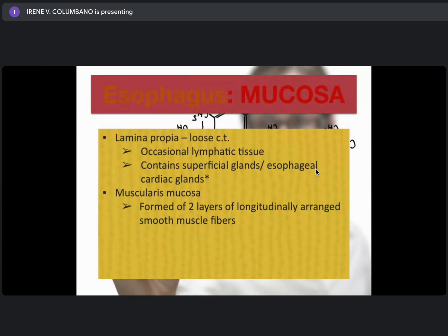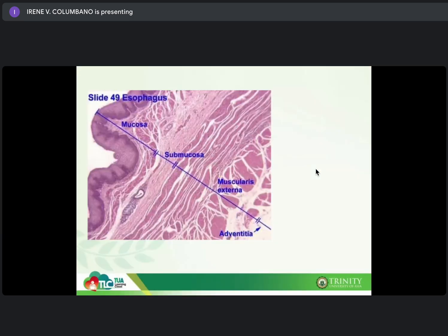So yung mucosa ng esophagus is made up of loose connective tissue, the lamina propria. So may portion ng lymphatic tissue dyan, and it has esophageal cardiac glands. So your muscularis mucosae of the esophagus is formed by 2 layers of longitudinally arranged smooth muscles.